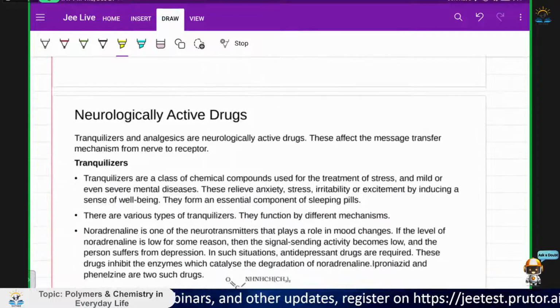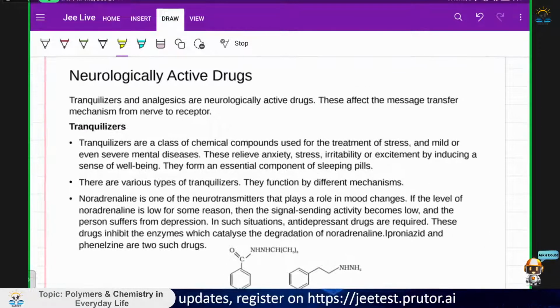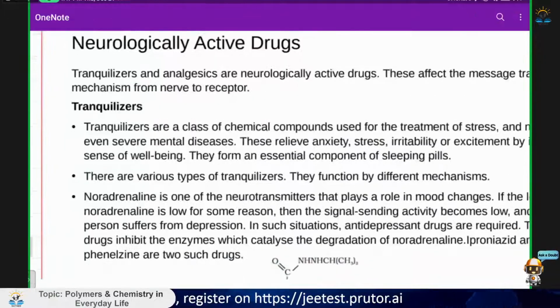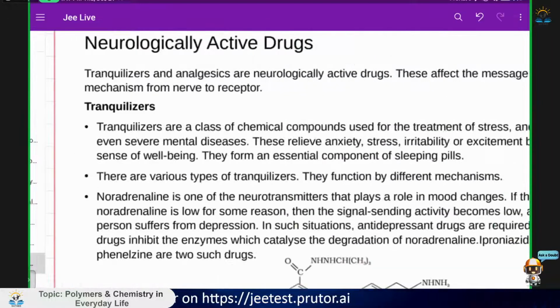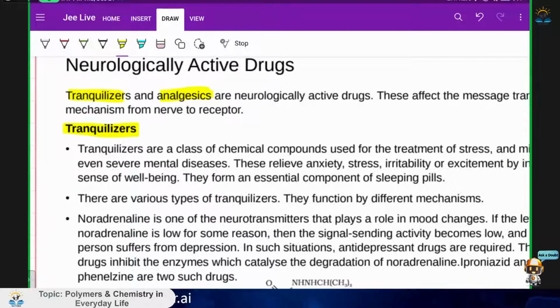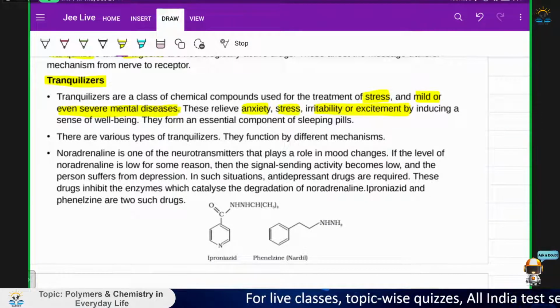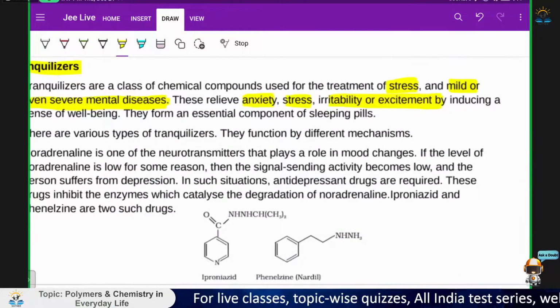Next, we'll go for neurologically active drugs. The neurologically active drugs we have to learn are tranquilizers and analgesics. So what are tranquilizers? Tranquilizers are a class of chemical compounds used for the treatment of stress, and mild or even severe mental diseases. When we give tranquilizers, they relieve anxiety, stress, irritability, or excitement by inducing a sense of well-being, and they form an essential component of sleeping pills.